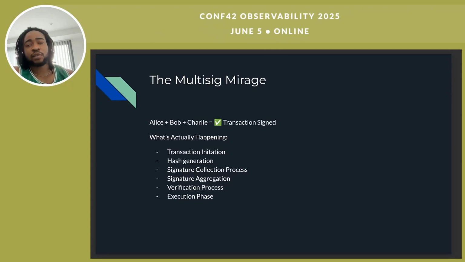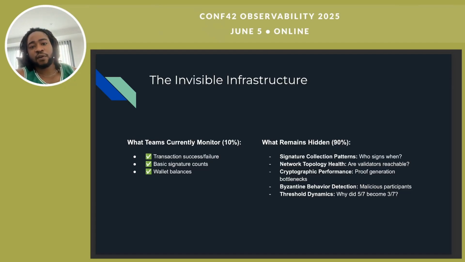And for all of this to happen, we need our operators to be active. We need our nodes to be healthy so that we can actually have multisig uptime. What do we actually monitor for currently? We monitor for transaction success, signature counts, wallet balances, what is the current state of the hot wallet, what is the current state of the cold wallet.